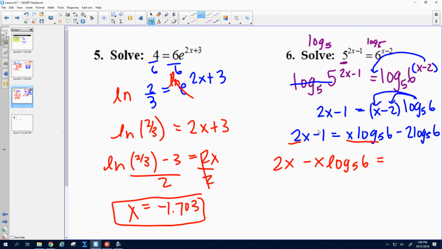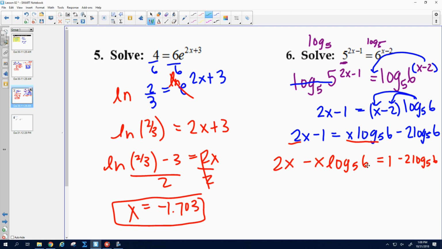I am also going to move this 1 over to this side. So it was a negative 1. I'm moving it over. Now it's a positive 1. And I'm keeping this here, negative 2 log base 5 of 6. So I grouped the x's and grouped everything else. Now I need to solve for x.